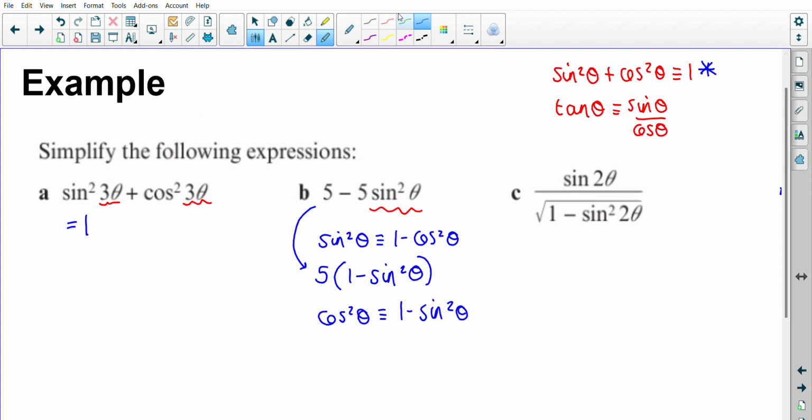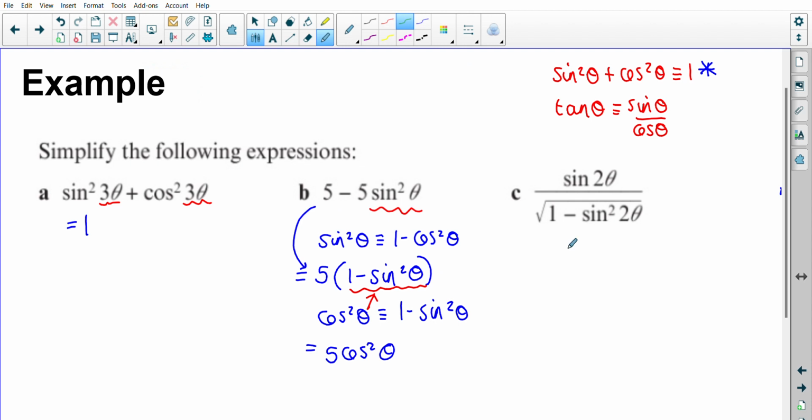So if I put this and change it for that, then I'll just be left with 5 cos squared theta. Okay, so these are the steps. Factorise first, because then actually you can see it a little bit better. And then sub in your identity.